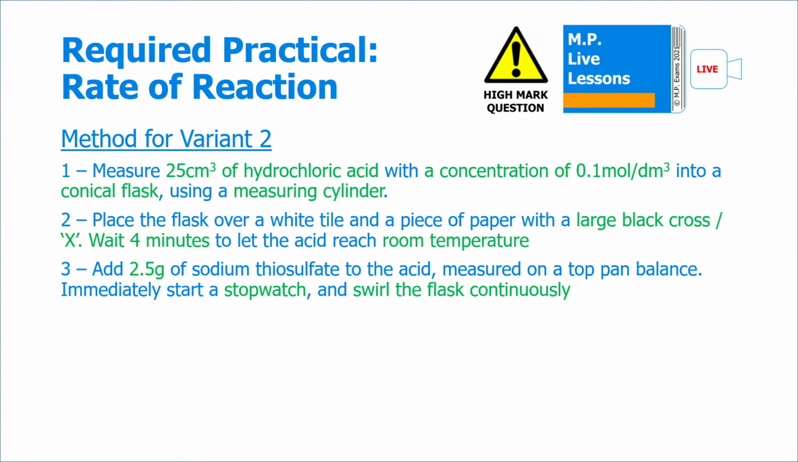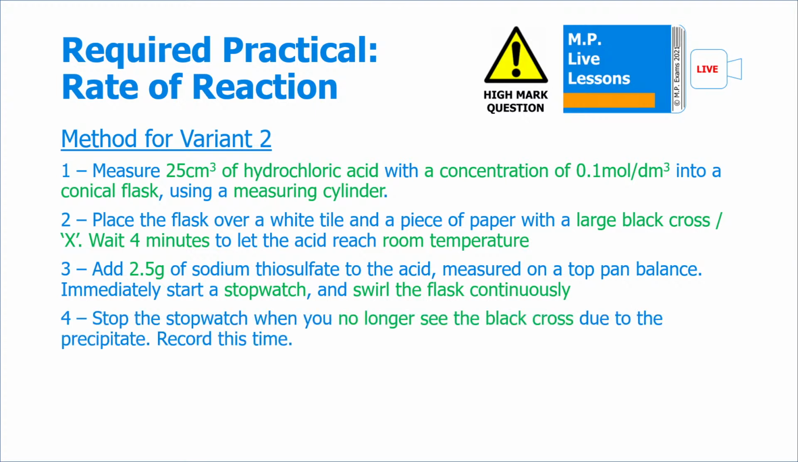Now we keep swirling the flask until we don't see the black cross anymore. So we have to continuously look down the flask. And when you don't see the cross anymore, we stop the timer or the stopwatch, and we record this.